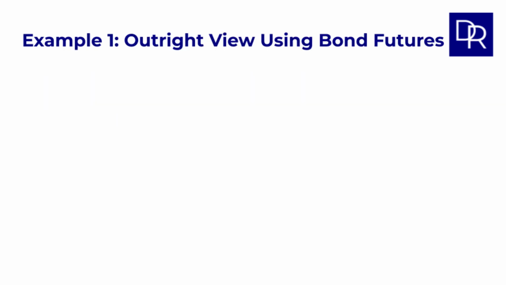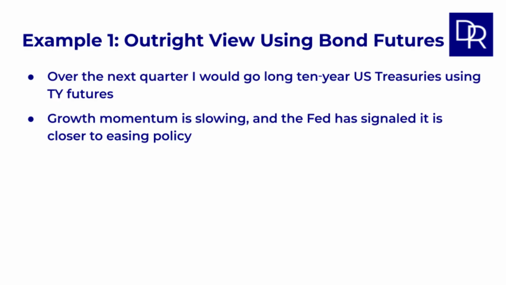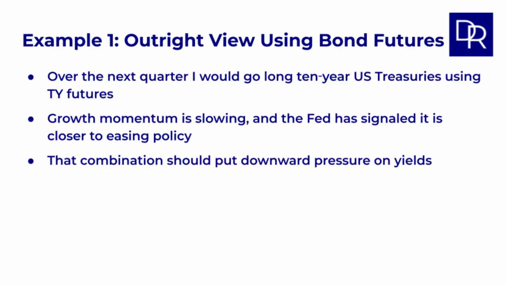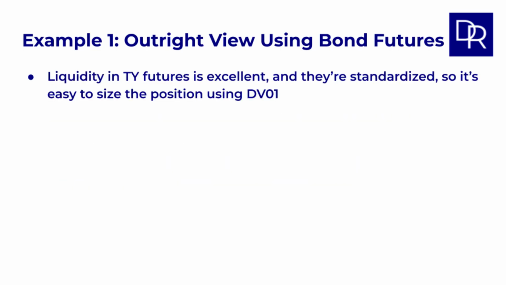Now, let's look at two detailed trade pitch examples for rates. First of all, an outright view using bond futures. Over the next quarter, I would go long 10-year US Treasuries using Treasury futures. Growth momentum is slowing, and the Fed has signaled it is closer to easing policy. That combination could put downward pressure on yields. I prefer futures rather than cash bonds because they give me clean duration exposure without repo funding costs. Liquidity in Treasury futures is excellent and they're standardized, so it's easy to size the position using DV01.